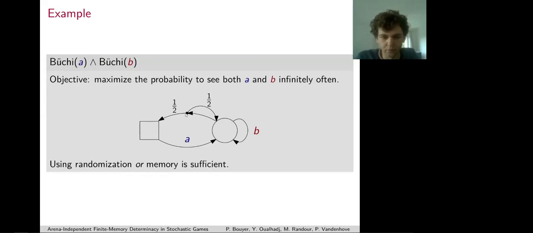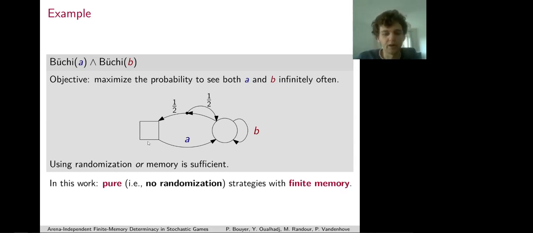So in that case, you need to change your behavior in that state. When you've seen B, you want to go see A, and when you've just seen A, you want to see B. But you do not use randomization. And in that case, what you need to remember is the last color you've seen. Was it B or was it A? And here, you can use either randomization or memory to win. One or the other is sufficient, but you need to use one of these. So that was a small example. And in this work, actually, we would like to consider strategies that use finite memory, but that are also pure. That is, they do not use randomization.